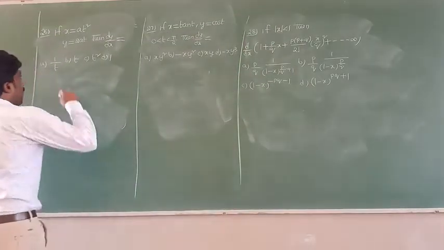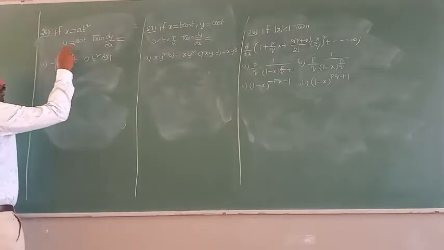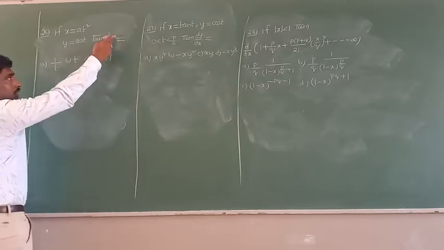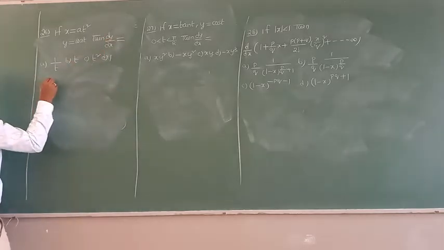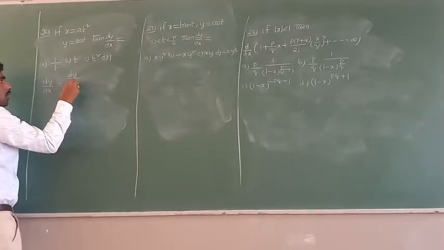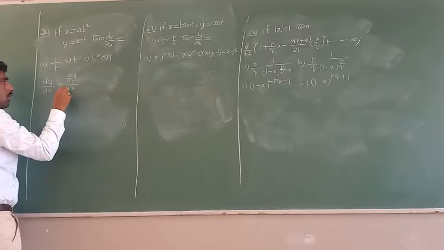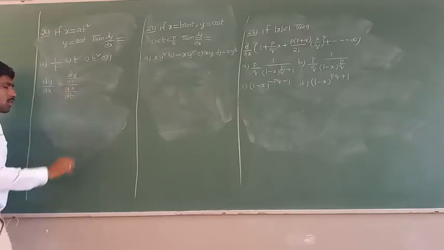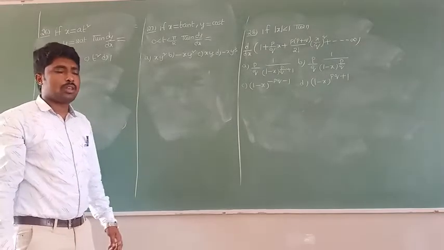All of you see here, x equals f of t, y equals g of t. Then what are they asking here? dy by dx. So dy by dx is nothing but, what is the formula? dy by dt divided by dx by dt. So this type of representation is called parametric differentiation.